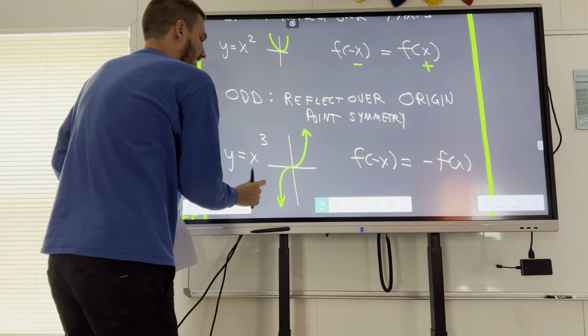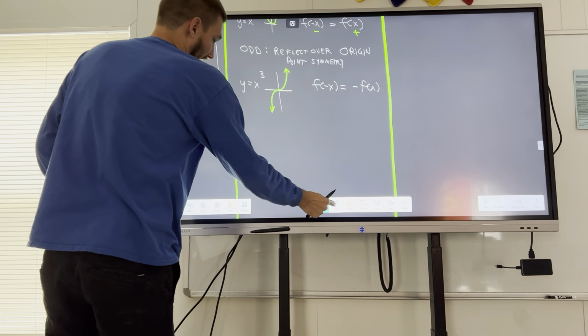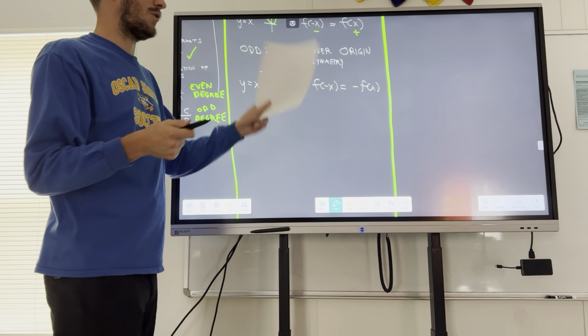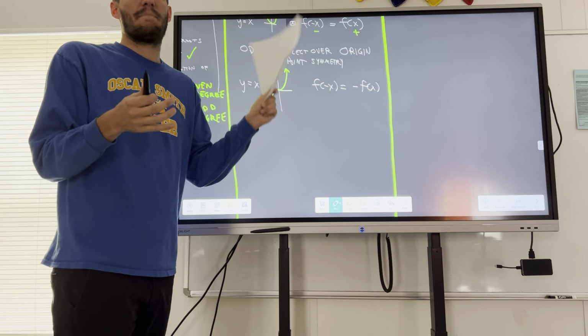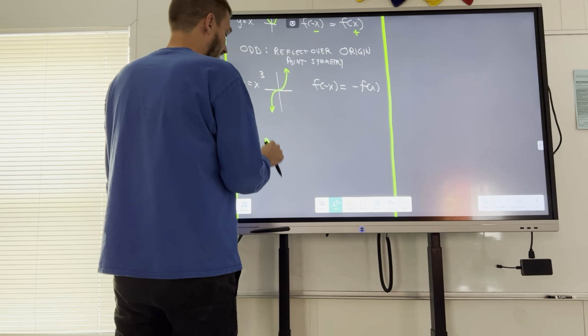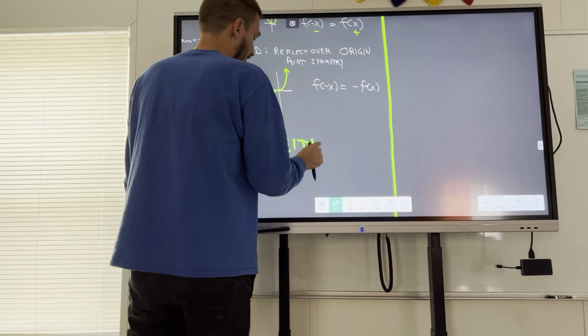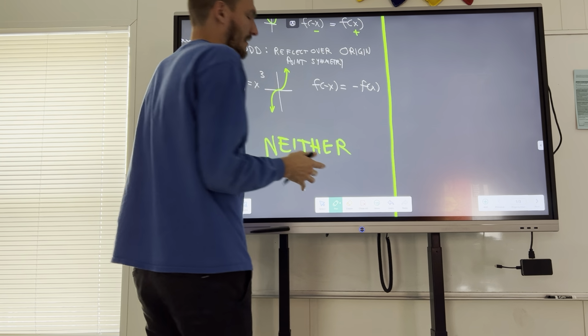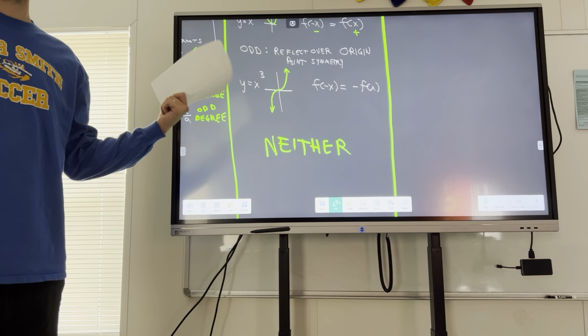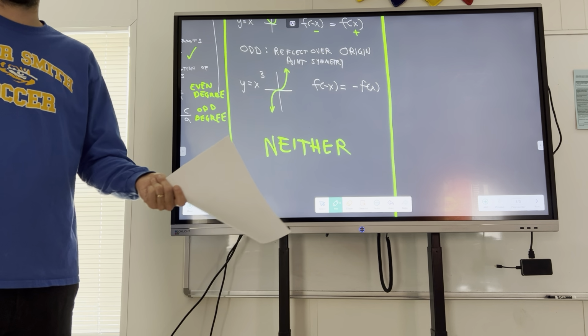Now, the reality is, in real life, when you have functions and you're doing data and research, this will almost never happen, right? This is just like a math teacher thing. And so, very common in real life, neither is an option, okay? Now, in math class, neither is an option, I don't know, like a quarter of the time or a fifth of the time.